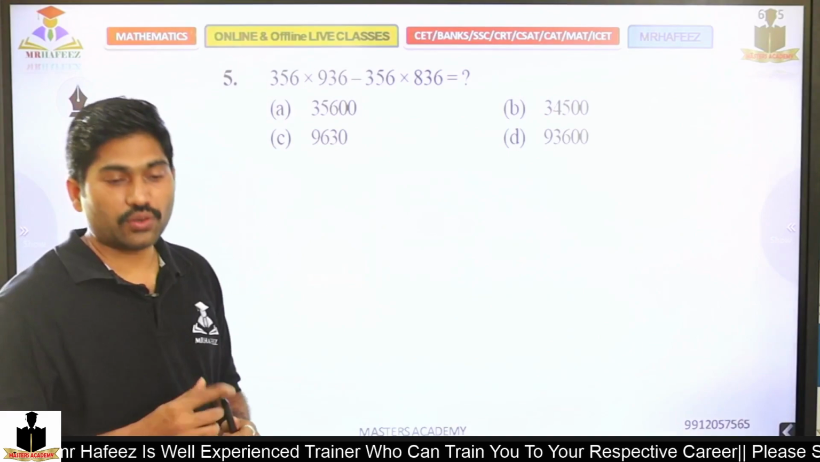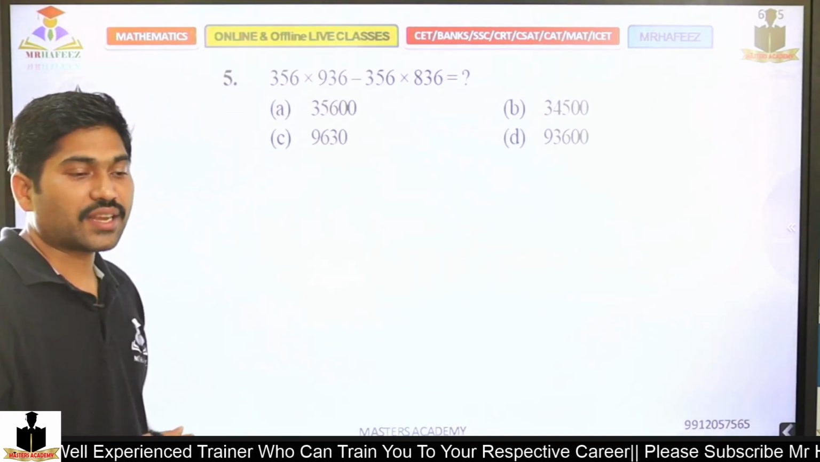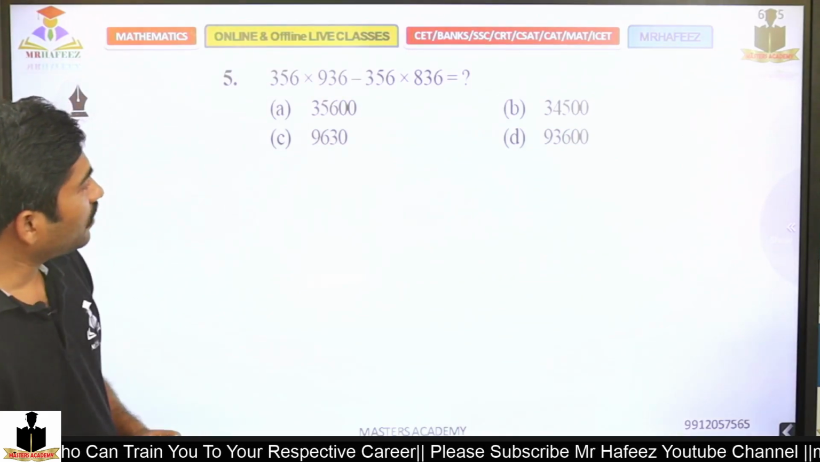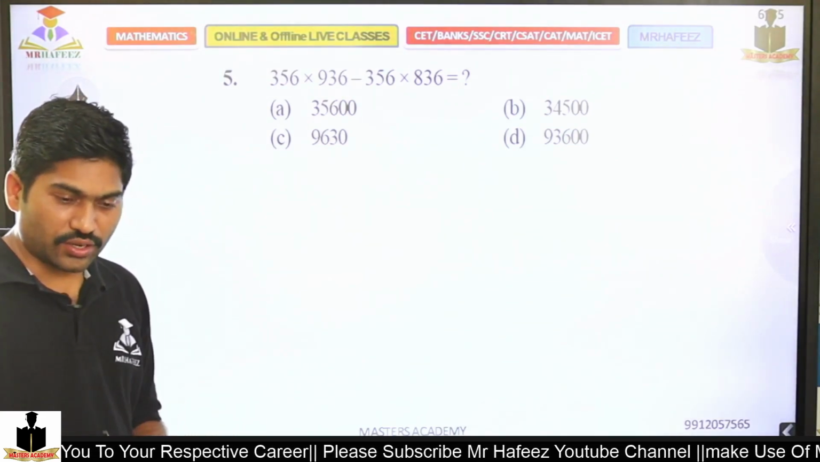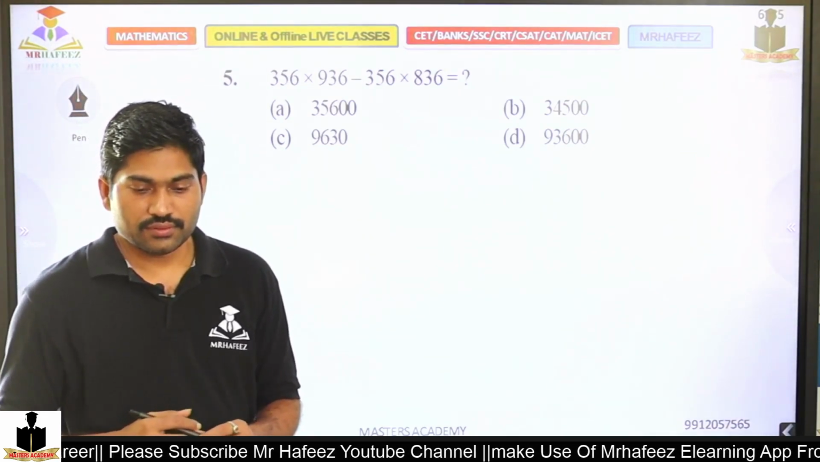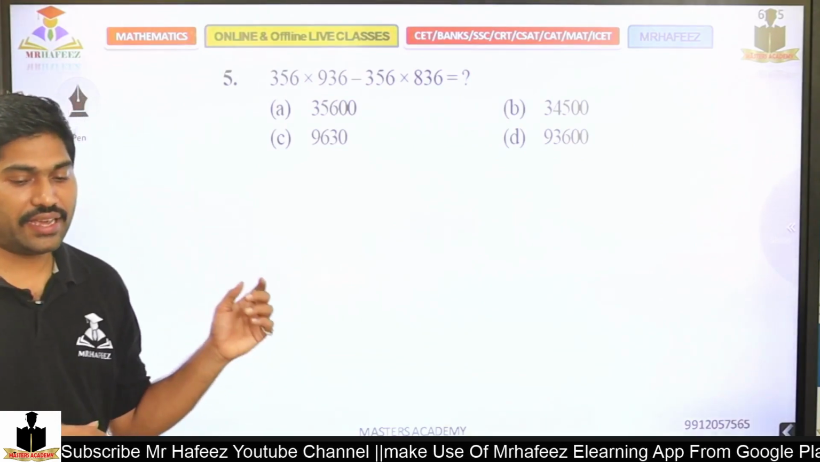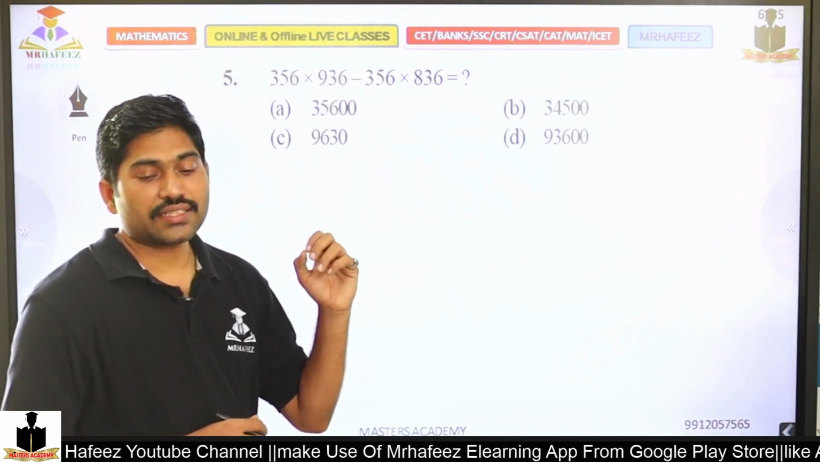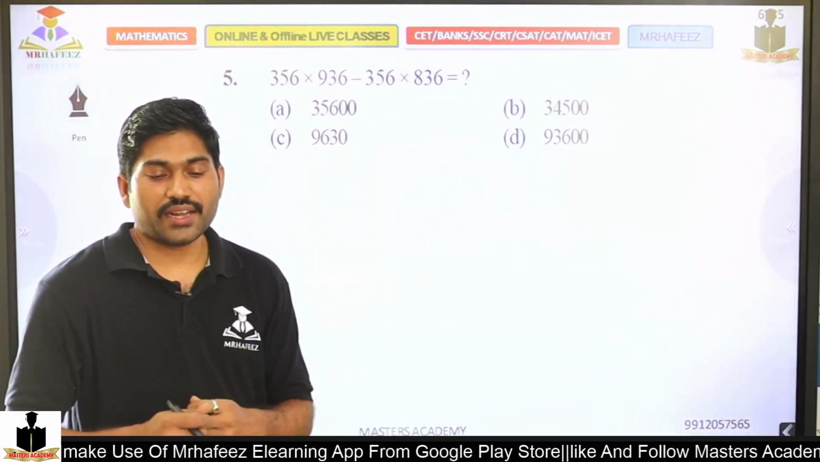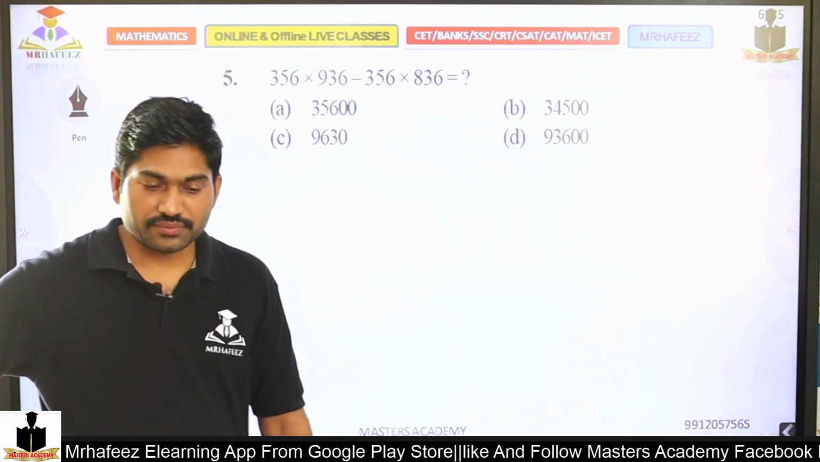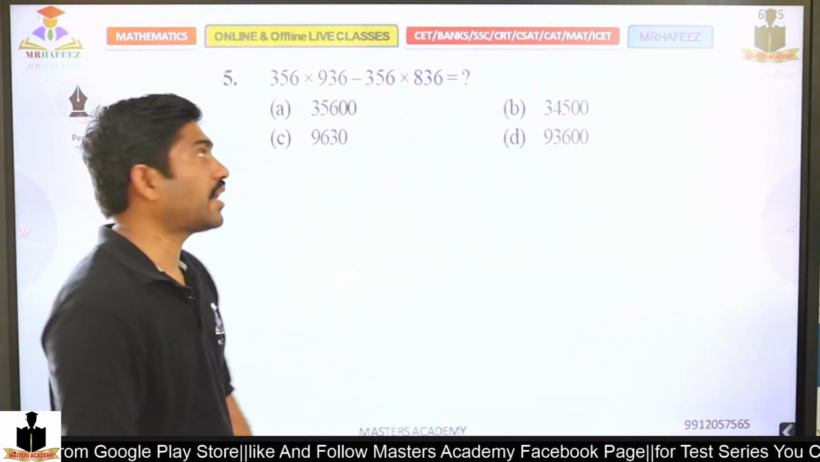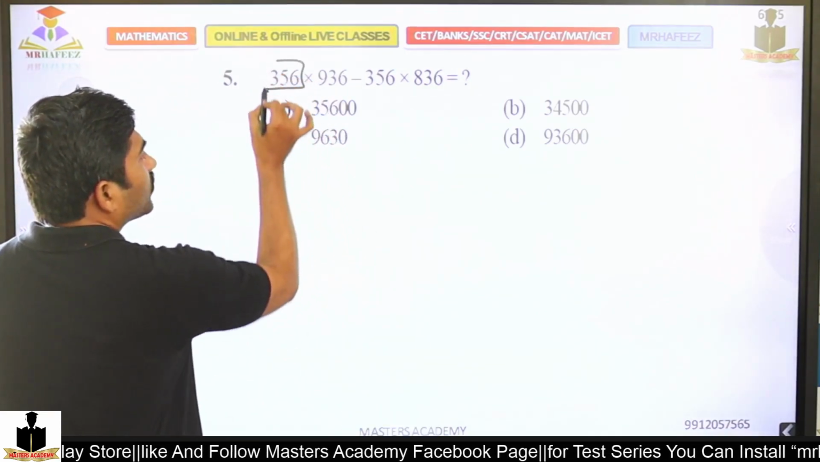Come on, let me know the answer. Answer please. Is that A? 35600? Priya? If it is A, fifth question answer is A. Priya, can you comment again? Is that A? Yes, very good. Absolutely. You rocked it.